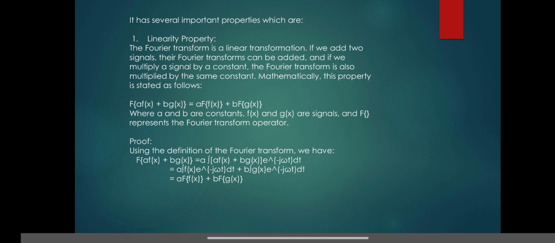the Fourier transform operator. Proof: using the definition of the Fourier transform, we have F of a f(x) plus b g(x) equals the integral of (a f(x) plus b g(x)) e power minus j omega t dt, which equals a times the integral of f(x) e power minus j omega t dt plus b times the integral of g(x) e power minus j omega t dt, which equals a F of f(x) plus b F of g(x).